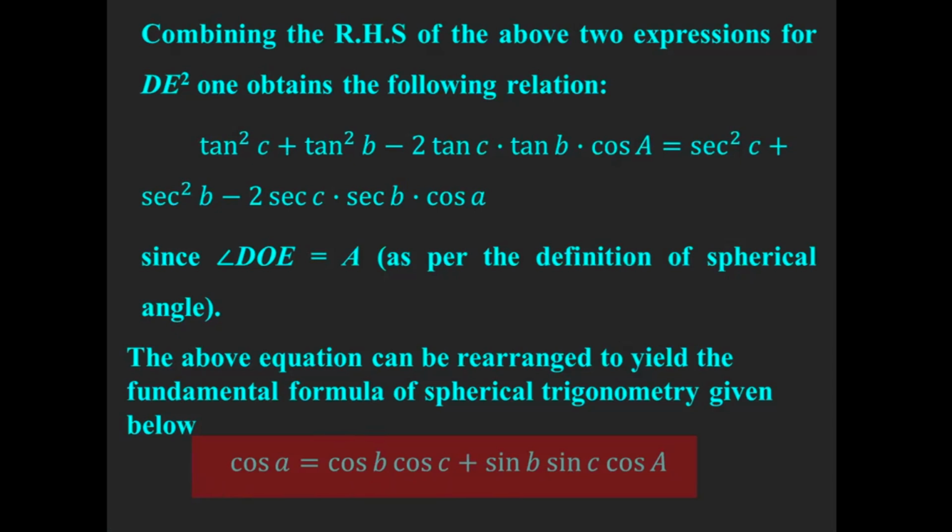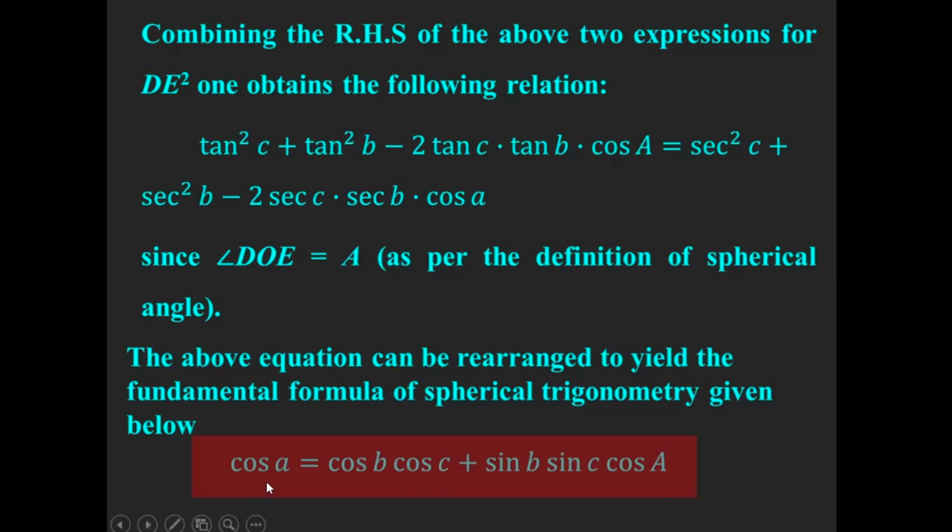What is the relation? The cosine of a side A is equal to cosine B into cosine C plus sine B into sine C into cosine capital A. Just remember this formula. It is the fundamental formula. All other spherical trigonometric formulas are derived from this.